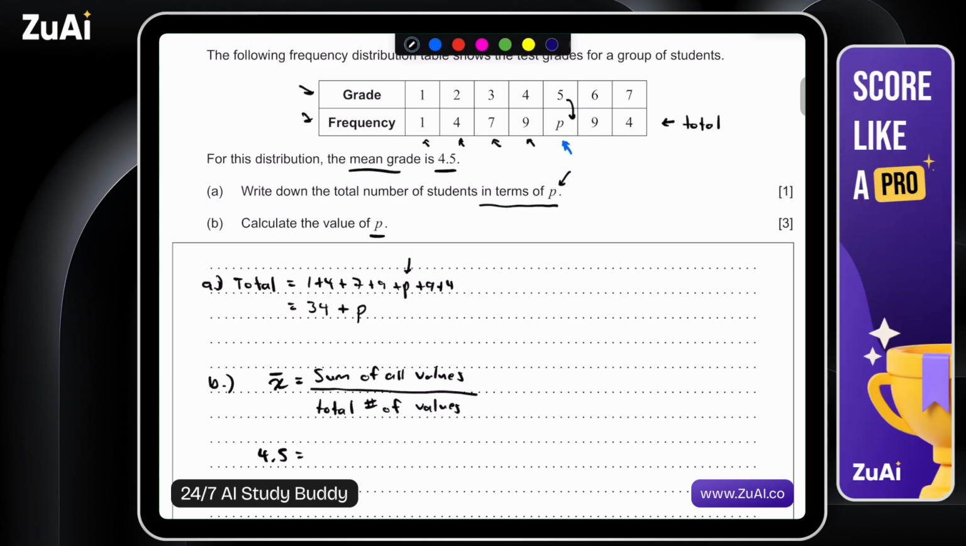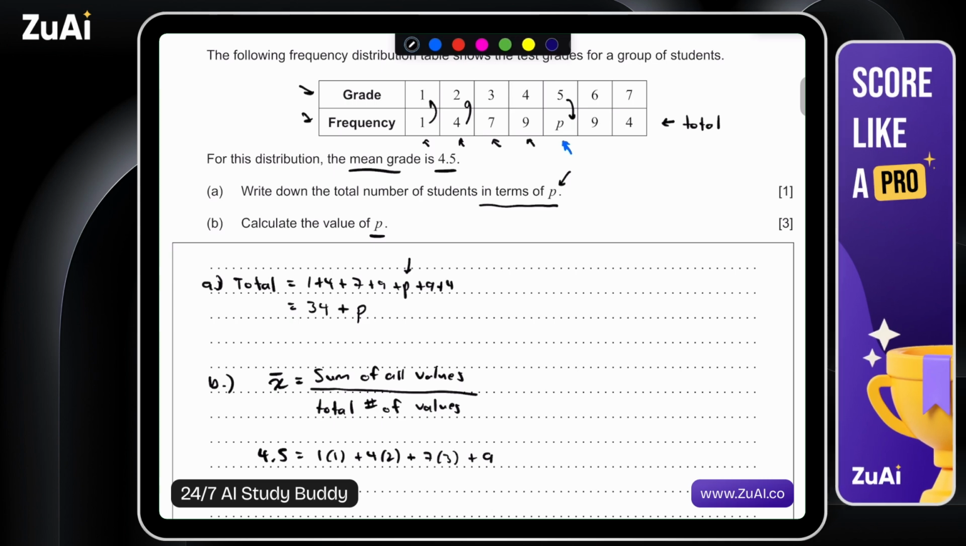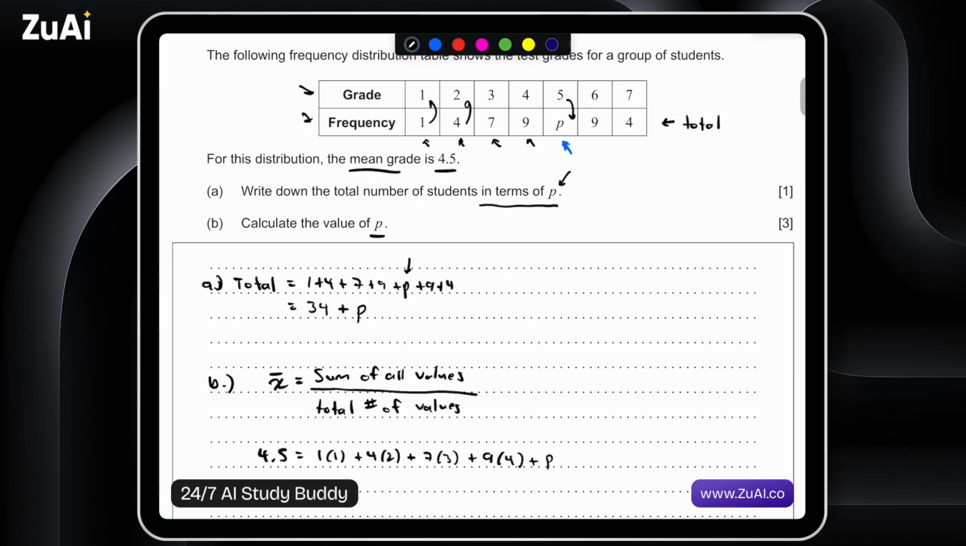So we know that one person got a grade of 1, 2 people got a grade of 4, 3 people, I'm sorry, let me go back. So we know that, let's go this way. 1 person got a grade of 1, 4 people got a grade of 2, 7 people got a grade of 3, 9 people got a grade of 4, P people, some unknown value, got a grade of 5, 9 people got a grade of 6, and 4 people got a grade of 7. So that looks about right.